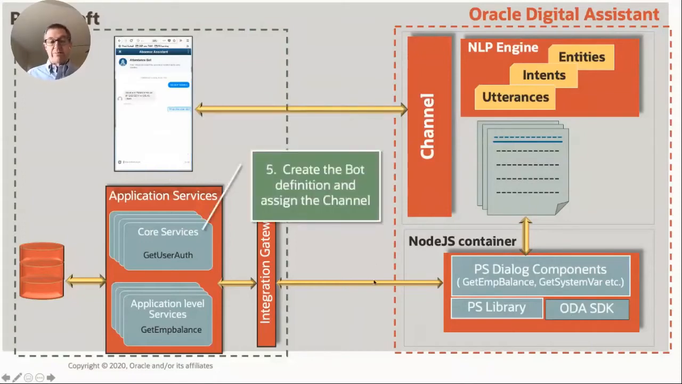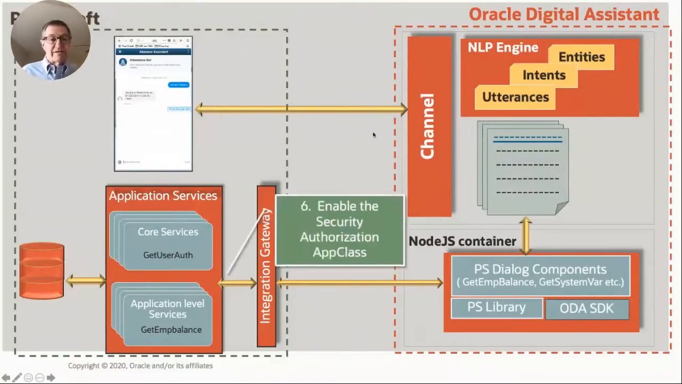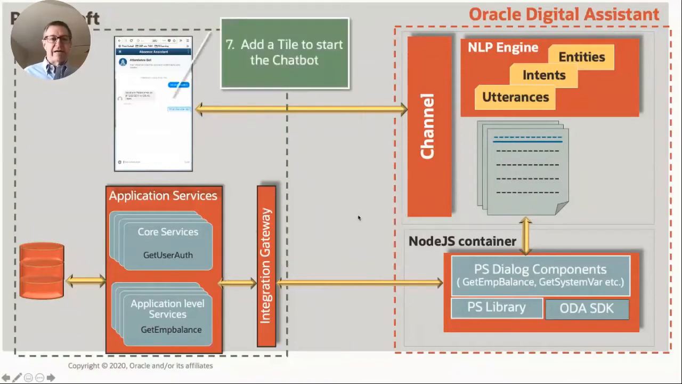Next thing is you create a bot definition, and you assign it to the channel. This makes perfectly good sense, right? That's defining this arrow right here. What's the URL or URI for this arrow right here, and what is the technology that we're using for that skill, or what's the channel for that skill? Pretty straightforward, and we've created pages in PeopleSoft to capture that. Next thing, you've got to turn on the security authorization app class. That's part of authorizing what a user can do. And then finally, you put the UI into place, so you add a tile to start the chatbot. So it's pretty simple. It's pretty basic.